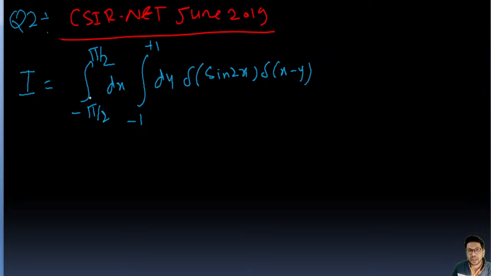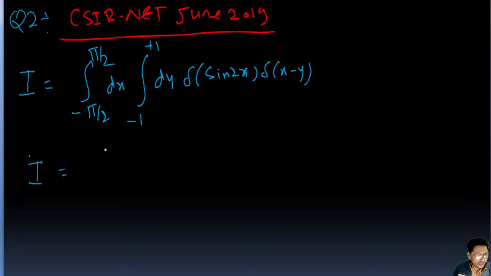The value of I is the integral from minus pi by 2 to plus pi by 2 dx, minus 1 to plus 1 dy, del sine 2x into del x minus y, okay. So this you need to solve, okay. So I'm going to solve it for you. So this is going to be, and again we'll use this property.